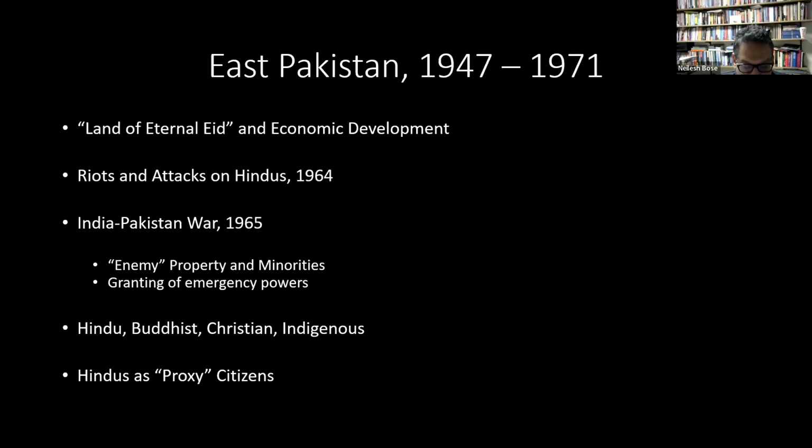And after the 1964 riots in Dhaka, which targeted mostly Hindus but other groups, also other regions in Khulna and other places, Pakistan geared up for and fought a war with India over contested territory in Kashmir, in which the East Pakistan state continued this control over land owned by minorities through the 1965 Enemy Property Custody and Registration Order. And that is a continuation of the earlier law. Enemy property was deemed property of the state.